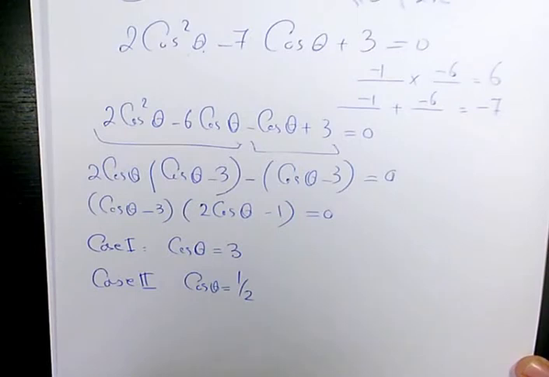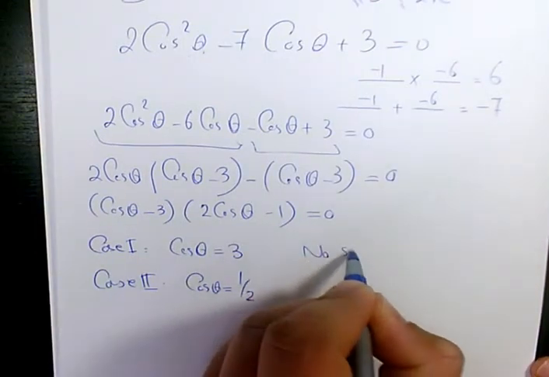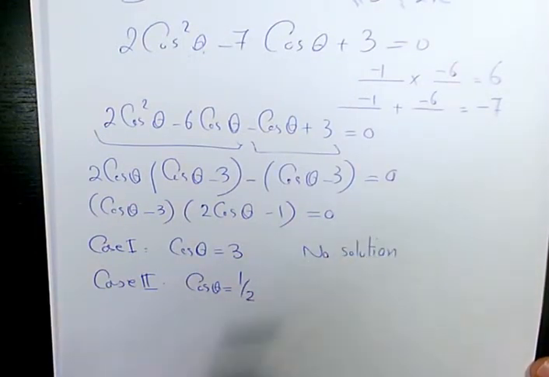We had it many times before. Cosine theta equals 3. As you know, cosine and sine functions range from negative 1 to positive 1. So there is no way we have cosine theta equals 3, because it cannot go above positive 1 or lower than negative 1. So there is no solution for the first case. For the second case, cosine theta is 1 over 2.